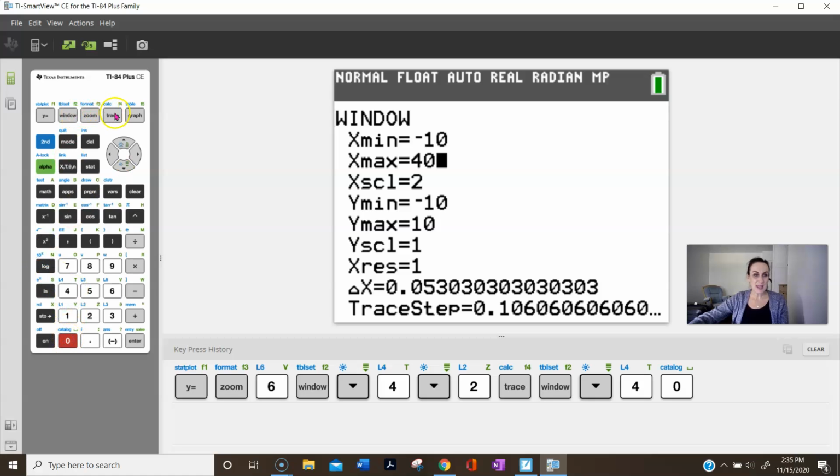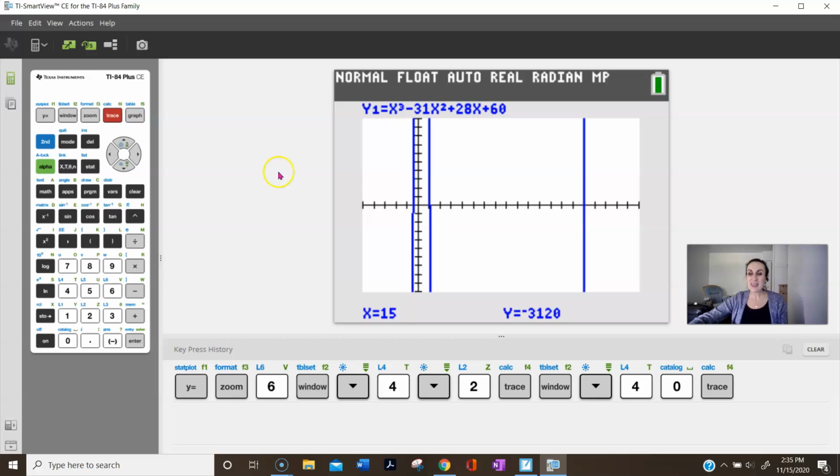40, hit trace, and I'm probably going to see that third zero. So here you go. Here's that third zero.